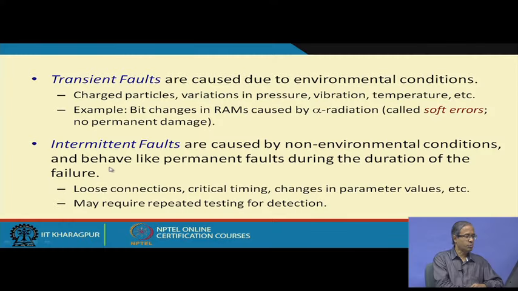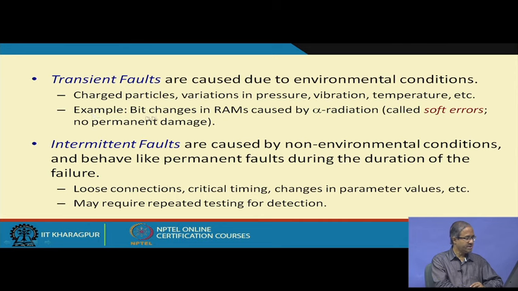Now, under the non-permanent faults, transient faults occur due to some environmental conditions, which sometimes happen, sometimes they do not happen. Like, you may be working in an environment where there are a lot of charged particles. There can be variations in pressure, vibration, temperature. Like, one classic example is, this happens whenever we use some computer systems, let us say in an aircraft or in a satellite or in some kind of a space mission and so on.